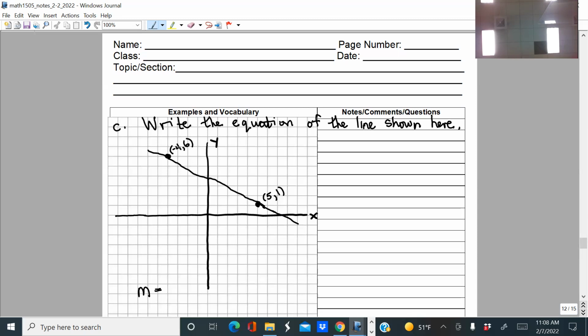Now this is -4. Yeah, that's a 4. -4, 6, and 5, 1. I think I have those points plotted properly. And I was doing that fast, so. Yeah. -4 and 6 and 5 and 1.